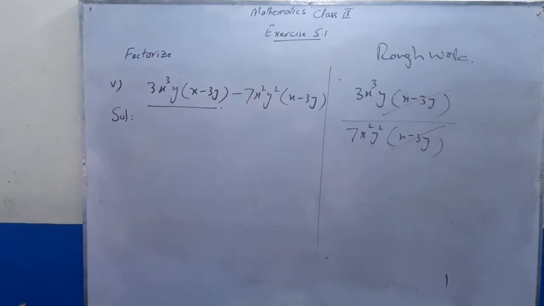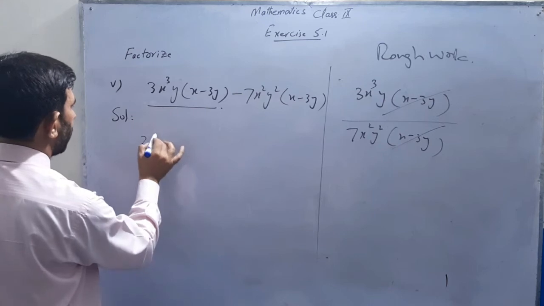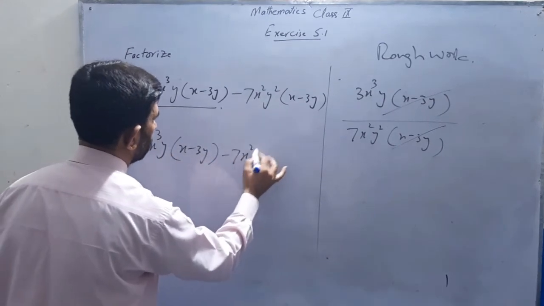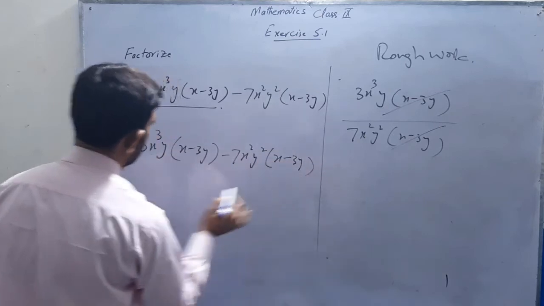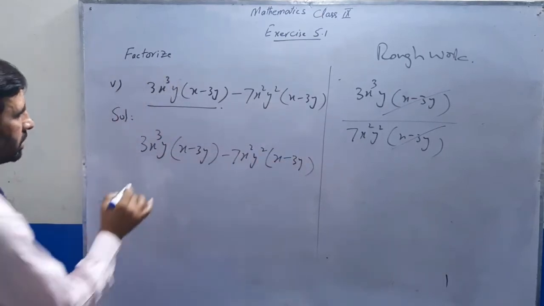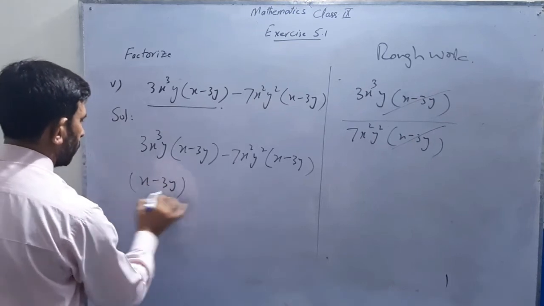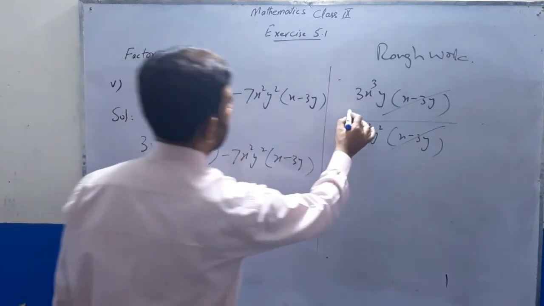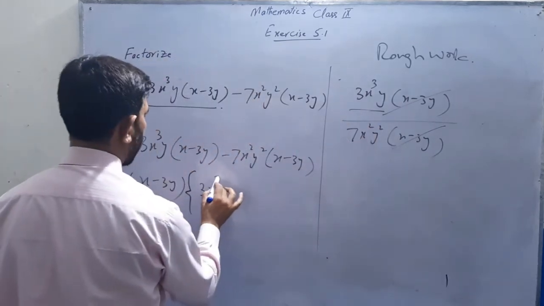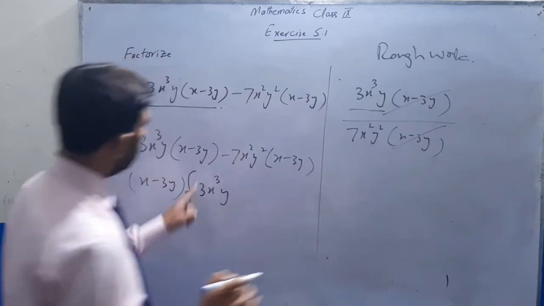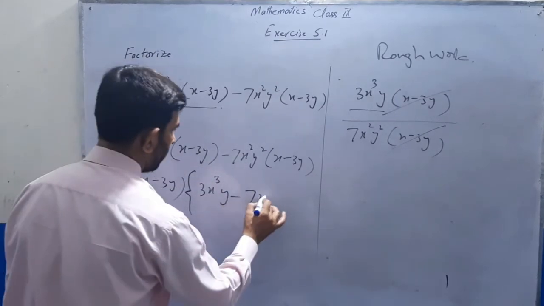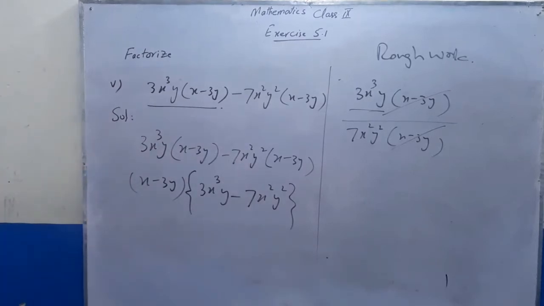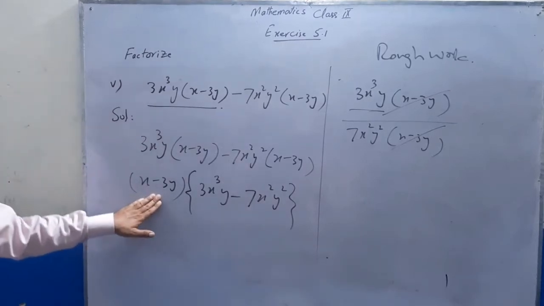But after writing the solution, the question is written again, so write the question here. What's common over here? x minus 3y is common. So what's left over here? It is 3x cubed y, and then there is a minus sign, and then 7x squared y squared. So what is being taken as common? x minus 3y has been taken as common.